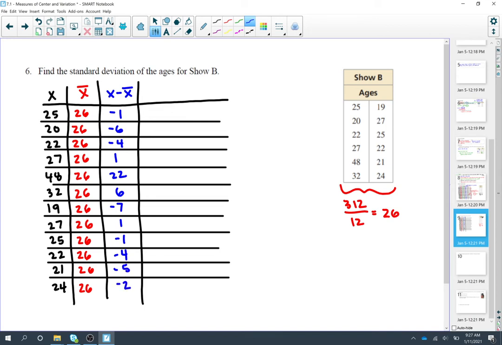After you find the difference between each data value and the mean, then we have to square them. So this is your x minus x bar squared. And keep in mind that this column is always positive. Okay, so negative 1 times negative 1 is 1. And then 36, 16, 1, 22 squared is 484. Wow, that's a large number. 36, 49, etc.